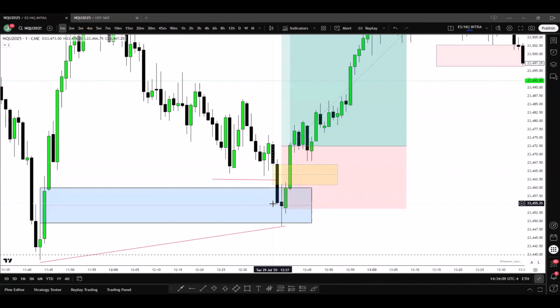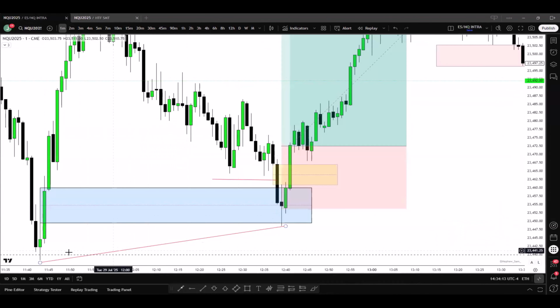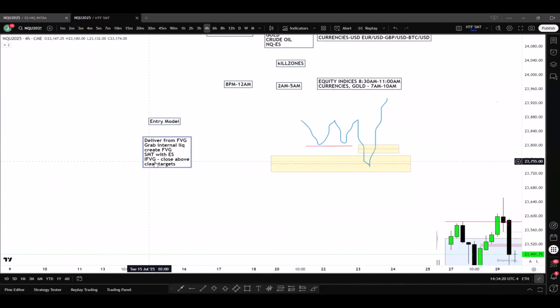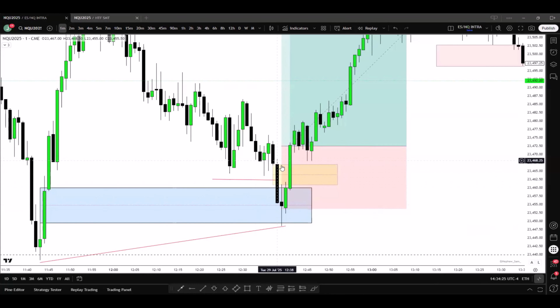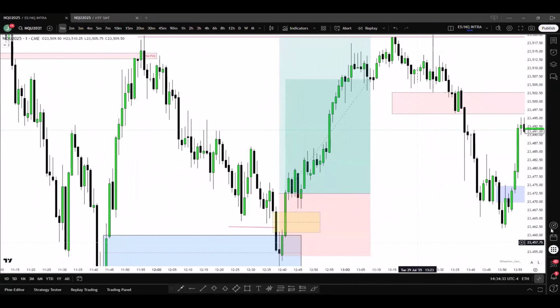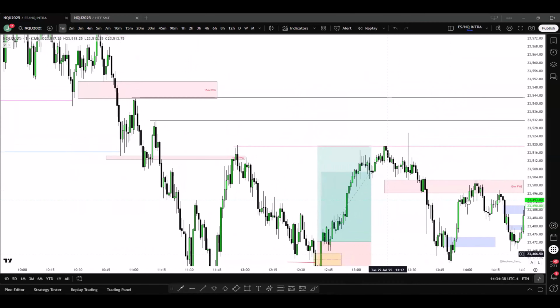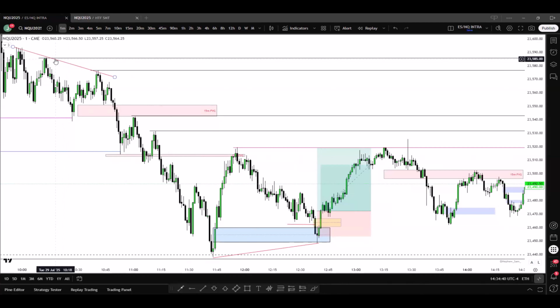This is creating a fair value gap. It needs to have SMT with ES. One has to break lower, the other one makes a higher low. That's a crack in correlation. Inverse fair value gap with a close above. Inverse the fair value gap, meaning it closed above with momentum. Last part, clear targets. We have a clear target of an external high right here. And then if we wanted to hold runners, we have all these targets up here.